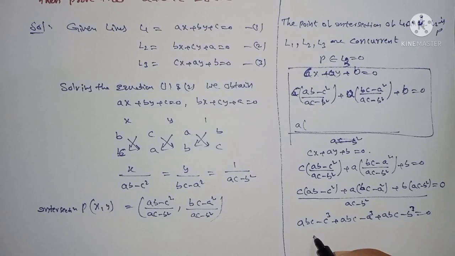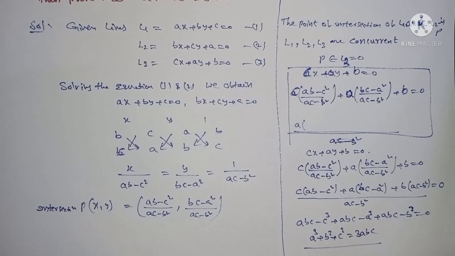What do you get here? A cube plus b cube plus c cube is equal to 3abc. This is the condition you got here: a cube plus b cube plus c cube is equal to 3abc. These are the solved problems. Next you can go for the exercise.